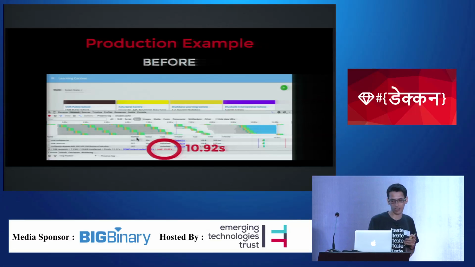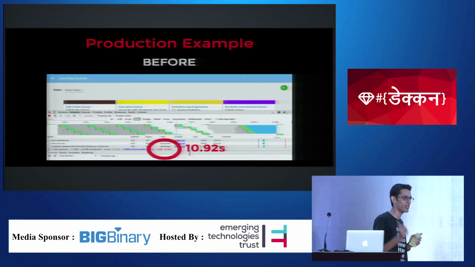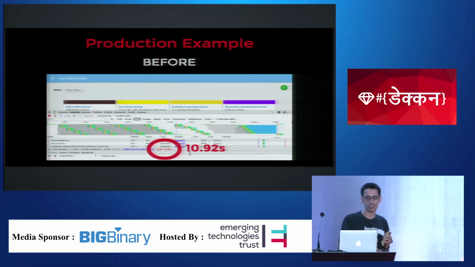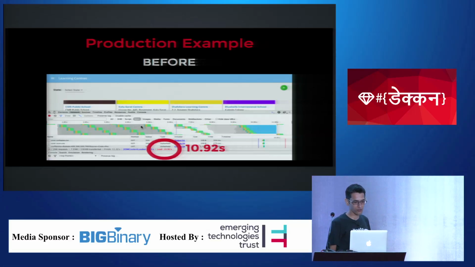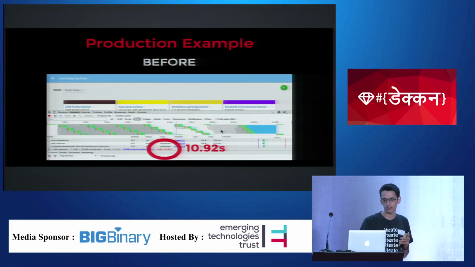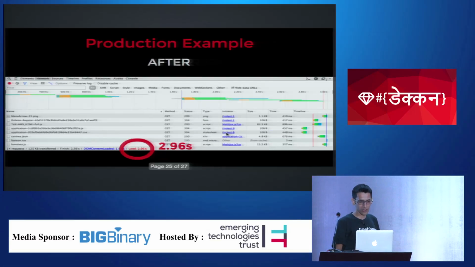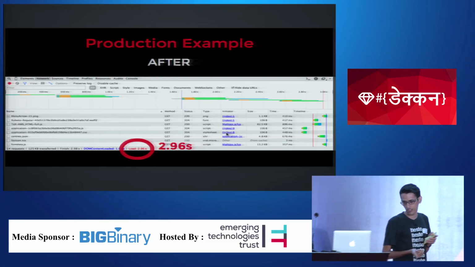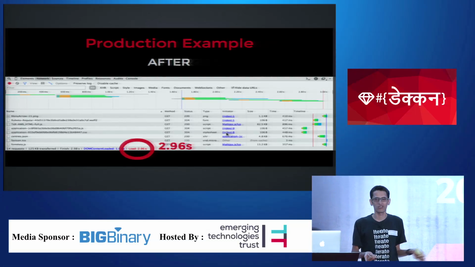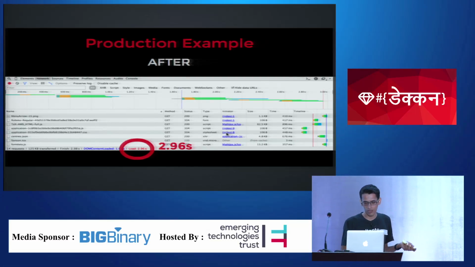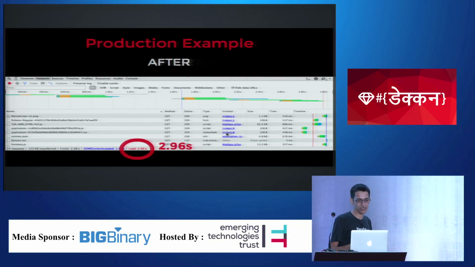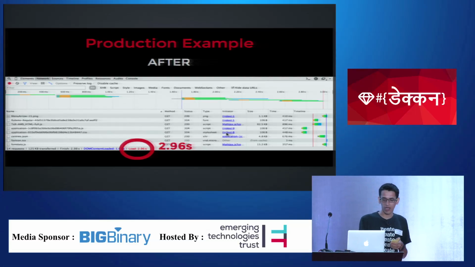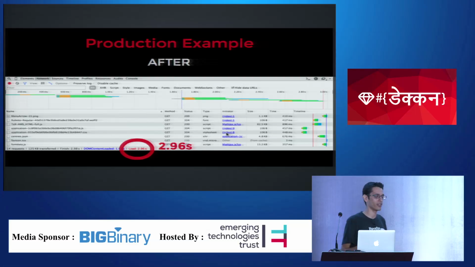So this is the production snapshot without Rails asset pipeline. The total time taken to load the index page, or the first home page of the application, was 10.92 seconds, and the number of network requests was huge. See all these green and blue lines, these are the network requests. And after introducing Rails asset pipeline, which we did last month, the changes were drastic. The time was reduced to 2.96 seconds, and the number of network requests was also very low. So it is highly recommended that you use Rails asset pipeline.